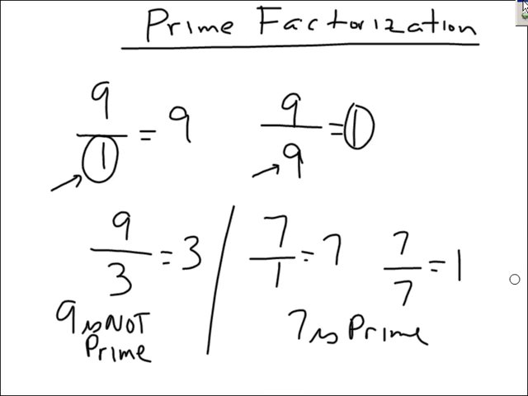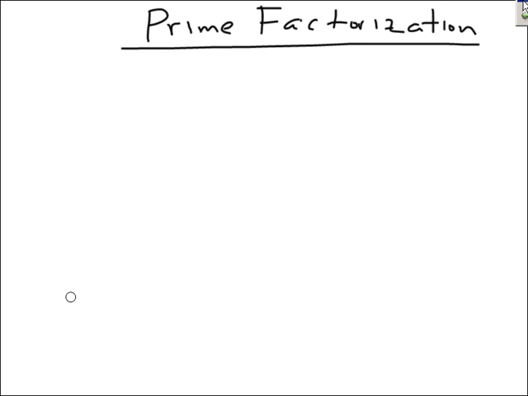So now, given a number, we want to write it as a product of prime numbers. And that's what prime factorization is. Given a number, say the number 6, write 6 as a product of prime numbers. Well, 6 is 2 times 3, and 2 and 3 are prime.